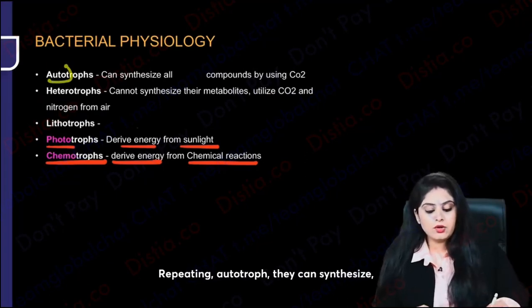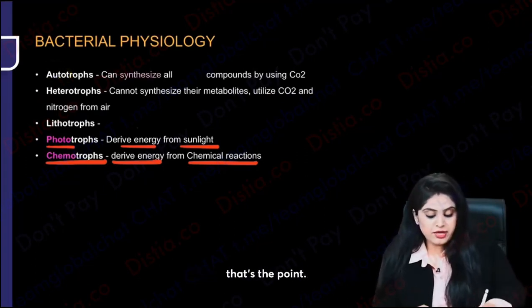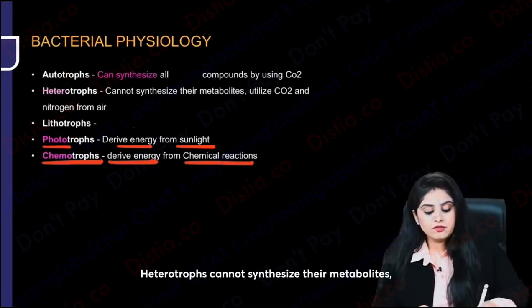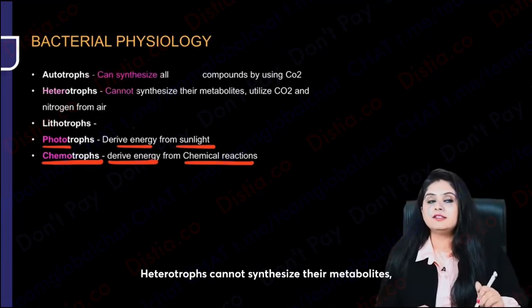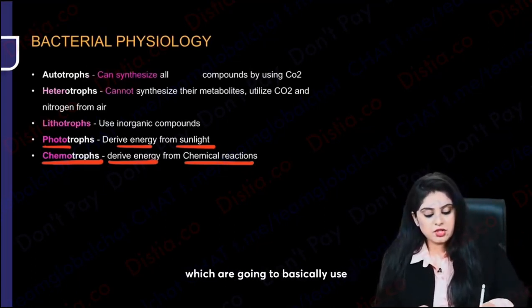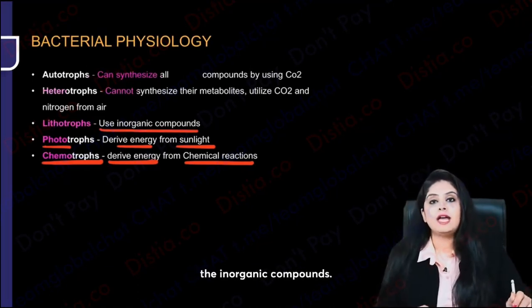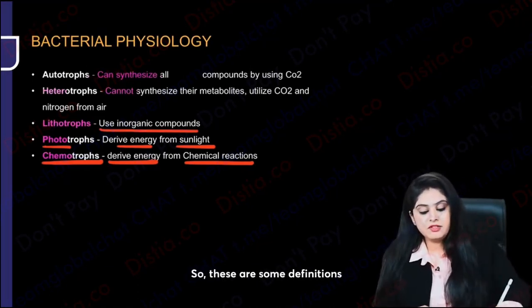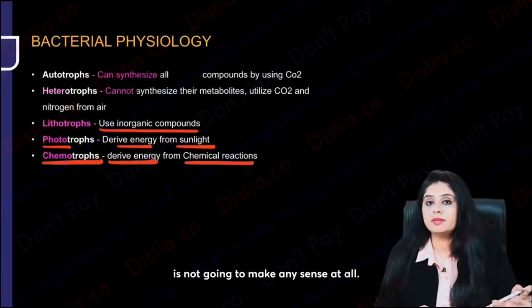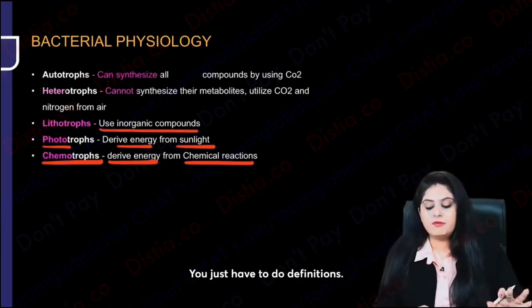Repeating, autotrophs can synthesize all their compounds by utilizing CO2. Heterotrophs cannot synthesize their metabolites. They use the things from the air. And what are lithotrophs? Lithotrophs are the ones which are going to use inorganic compounds. So these are some definitions, and how they would be used, you will get to know. If you keep making lists, it's not going to make any sense at all. You just have to do definitions.